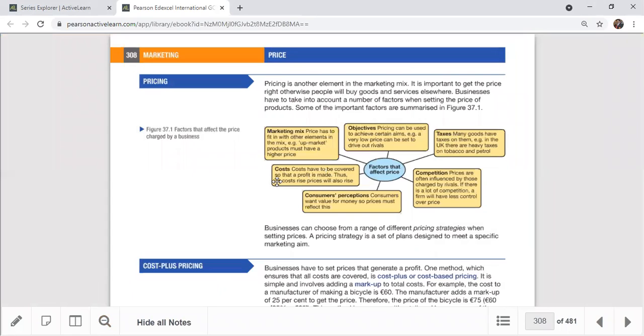After that, we talked about the different factors which affect pricing, such as the marketing mix of the business, the objective of the business, and government taxes. The level of competition and competitors' prices will also affect our prices. Consumer perception matters too: the customers' income, their mindset, and what customers think about the class of product you are offering. Another very important factor is the cost of the product, whether manufacturing, importing or buying, which also affects the price.